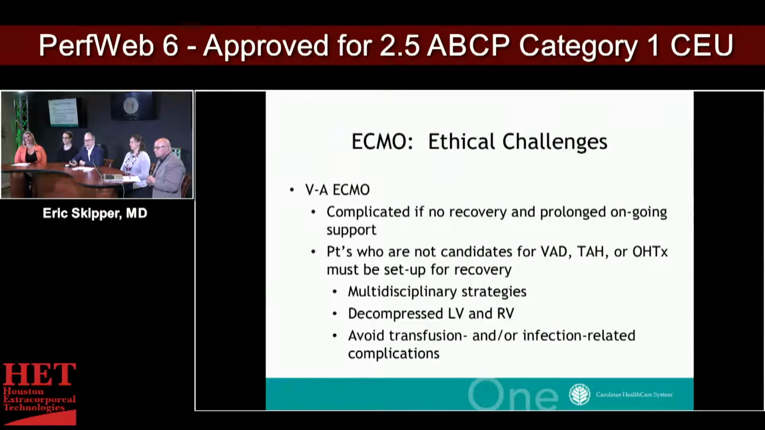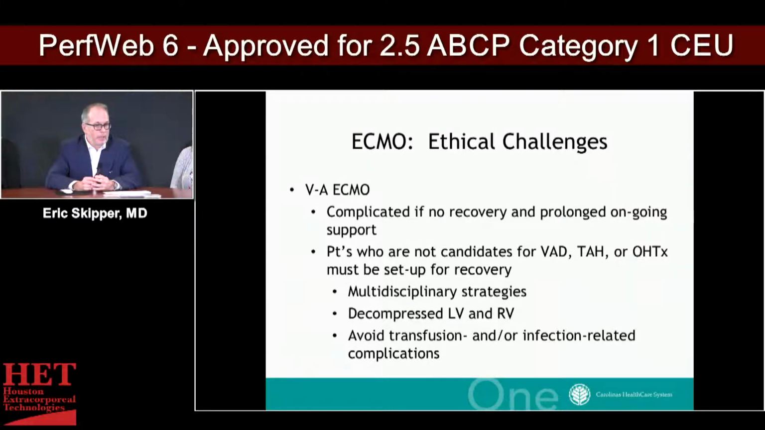With VA ECMO, it's complicated if there's no recovery or prolonged ongoing support. Patients are not candidates for VAD, total artificial heart, or heart transplant. They either have to recover or you have no option. A lot of these patients really, at best, would be candidates for a VAD, but then you need the right side of the heart to work.